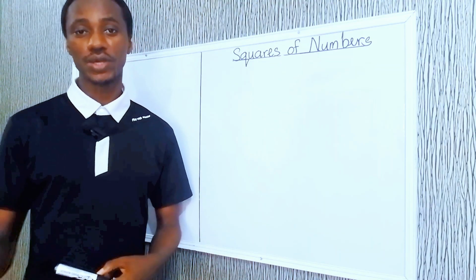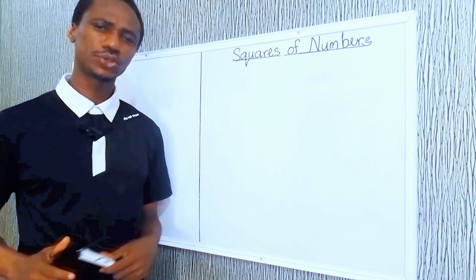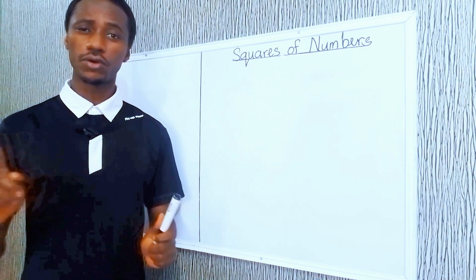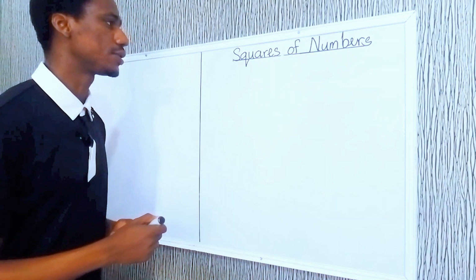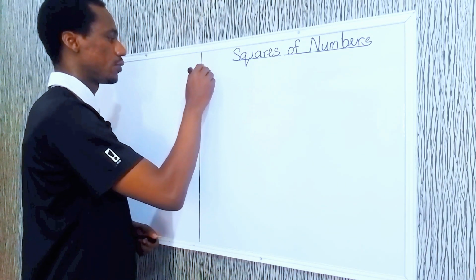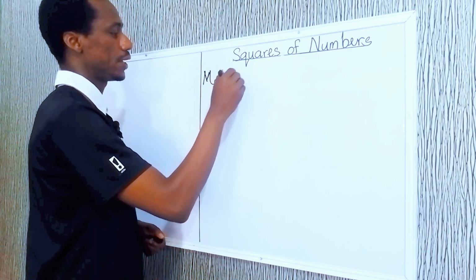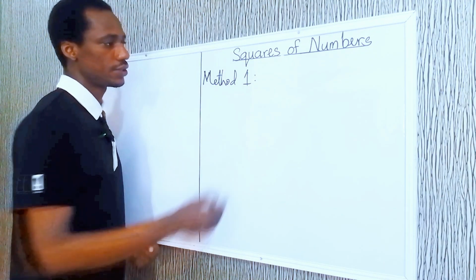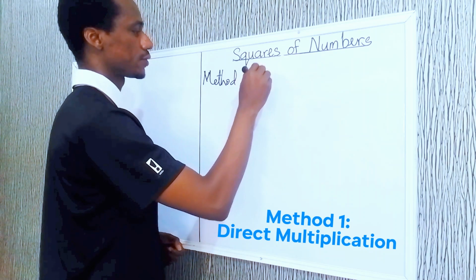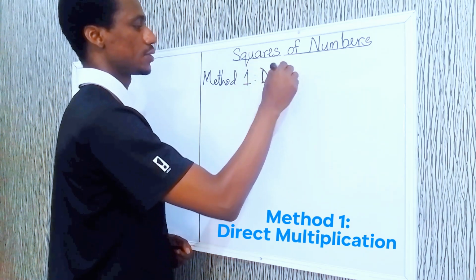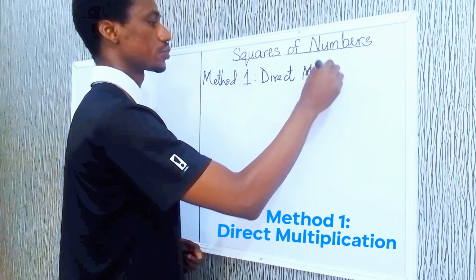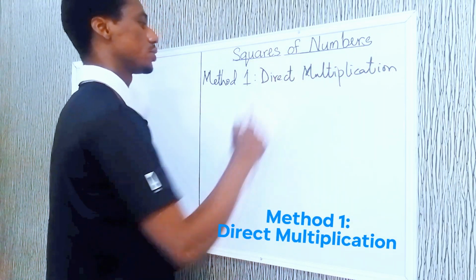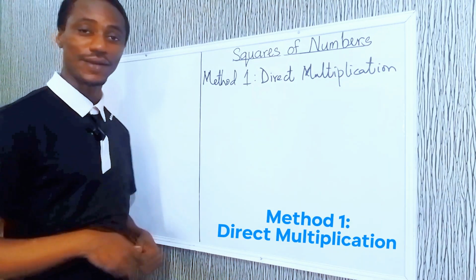We are still talking about squares of numbers, and today I want to show you how to find the square of any number. The first method, method 1, is direct multiplication. That's the first method, direct multiplication.